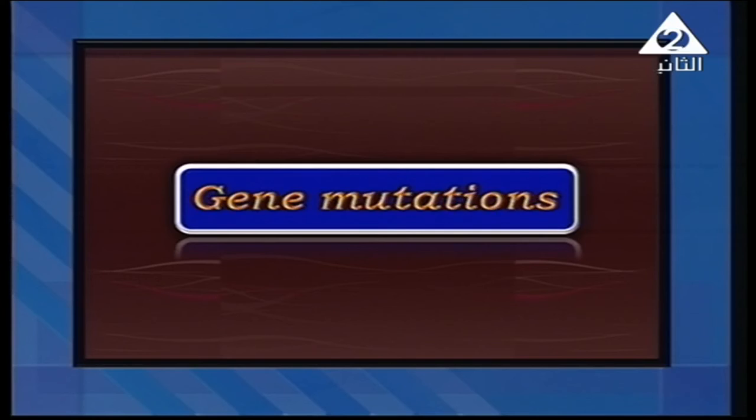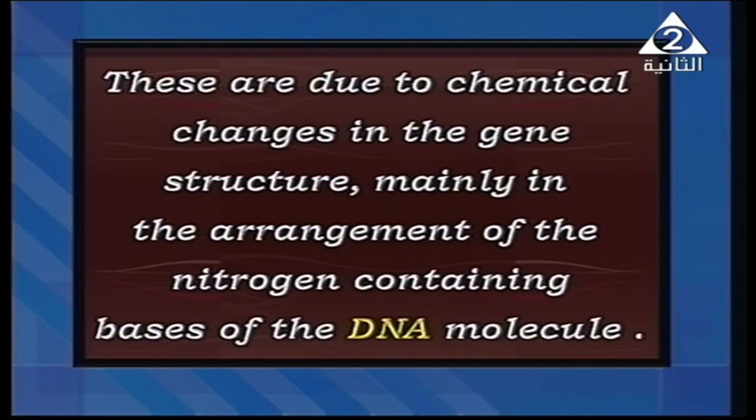Genetic mutation or the gene mutations. These are due to what? Chemical changes in the gene's structure, also the arrangement of the nitrogenous bases, okay, that as we said, adenine, thymine, cytosine, guanine. If the arrangement of the sequence in part of DNA is replaced or absolutely changed, it is going to give us what? The genetic or the gene mutation, okay? And also it may happen chemically.